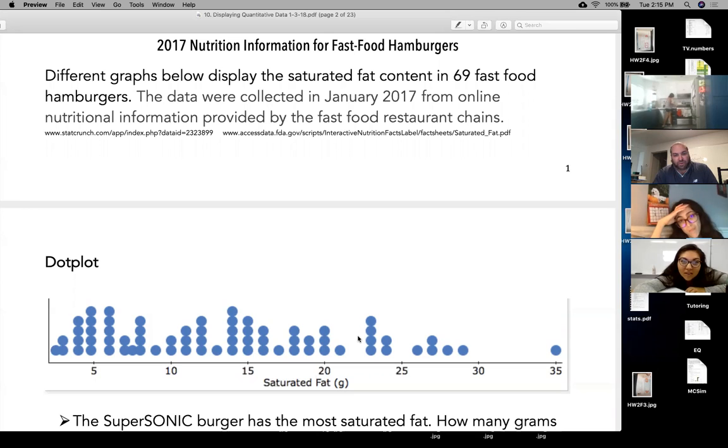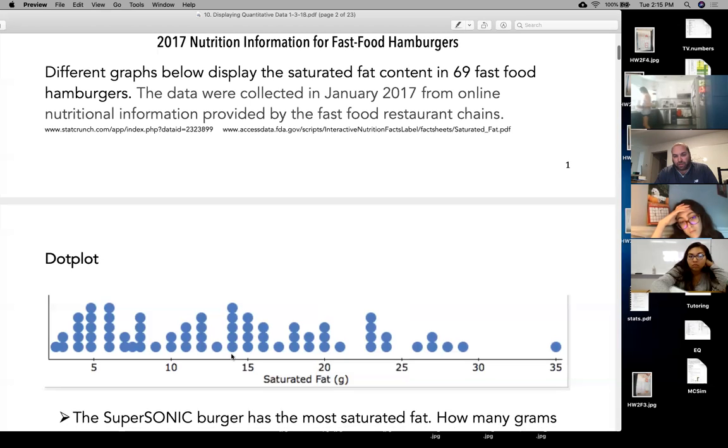So how many of those hamburgers had 15 grams of saturated fat? There's 69 hamburgers altogether, but how many of them had 15 grams? Four dots, right? The four dots that are right above the 15 represent the fact that there are four hamburgers that had 15 grams of saturated fat. And five hamburgers had 14 grams of saturated fat, and so on.